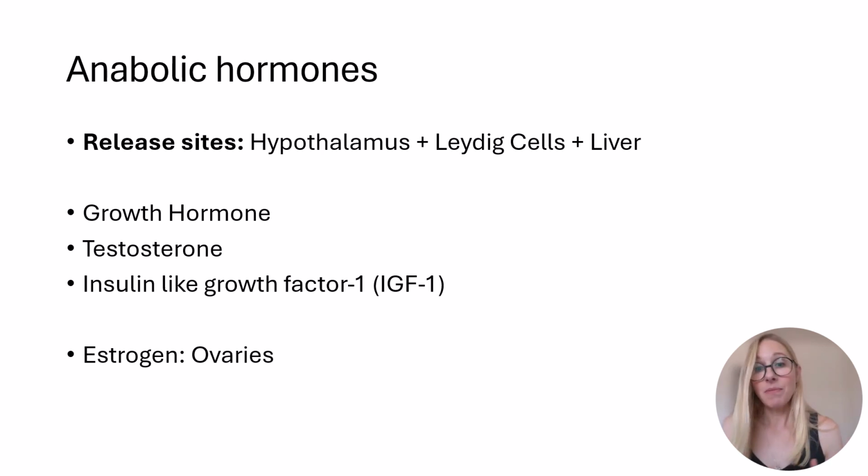In women, women tend to have lower levels of testosterone, so the anabolic hormone in women is going to be estrogen. Estrogen, or estradiol, is coming from the ovaries, and those estrogen peaks are typically going to stimulate the greatest periods of muscle protein synthesis in that particular group.